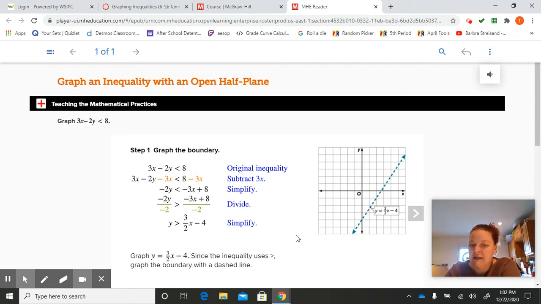So we got to get the y by itself on one side of the inequality sign, and then everything else is on the other side. So we subtract 3x from both sides, and that gives us negative 2y less than negative 3x plus 8.